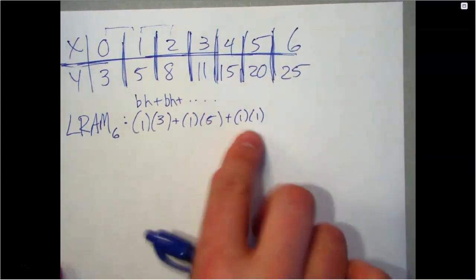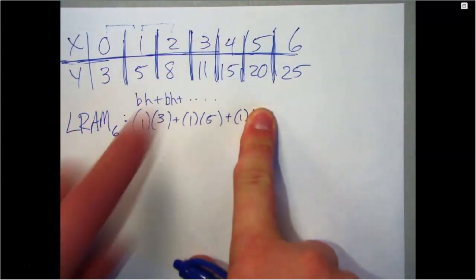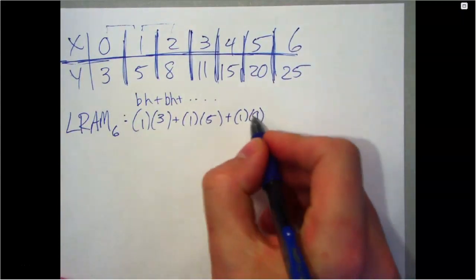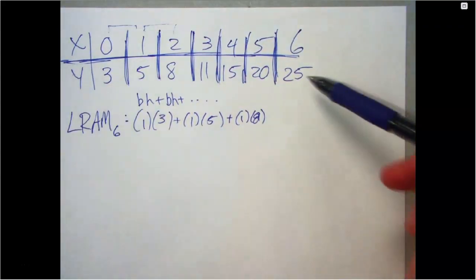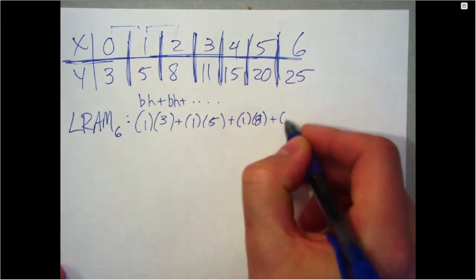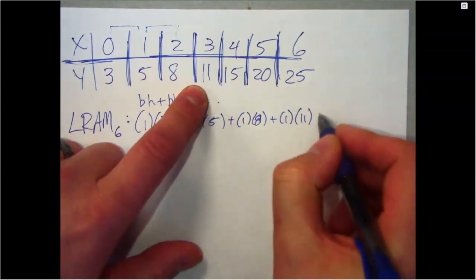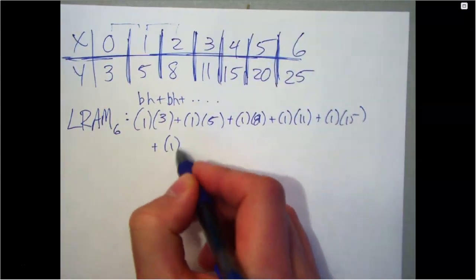Plus, my next base is 1. And what's the height that I'm going to use for the next one? 8. So which y value in the left-hand method will never get used? The 25 in this case, right? It will never get used. It's never on the left-hand side. So 3, 5, 8, 11, 15, and then 20.